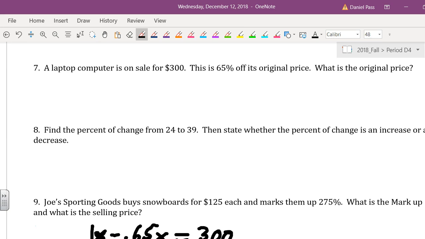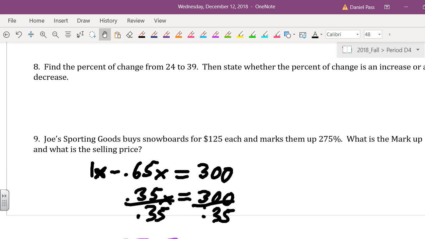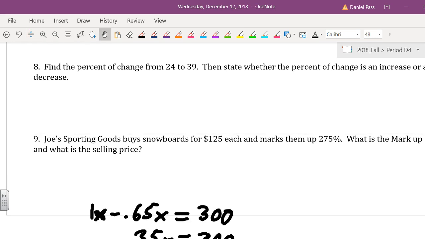Alright. A laptop computer is on sale for 300 bucks. Do you want to read the rest? This is 65% off its original price. Wait, we just did that one, we're on the next one. Oopsie daisies. Go ahead. Find the percent of change from 24 to 39. Then state whether the percent of change is an increase or a decrease.